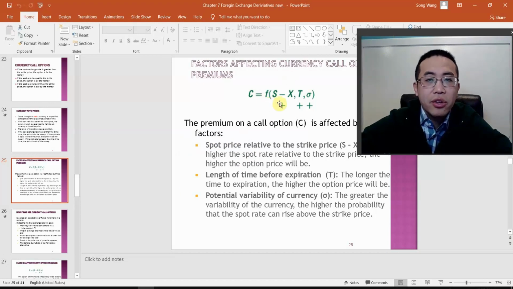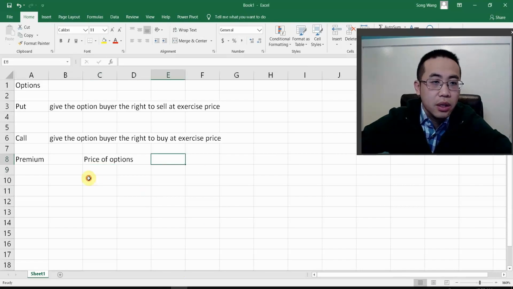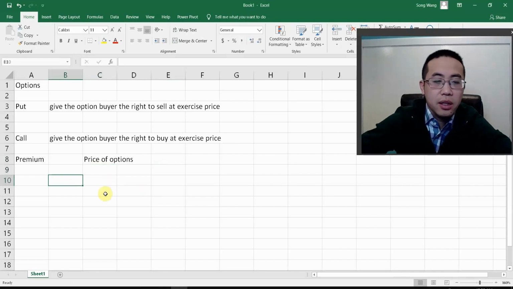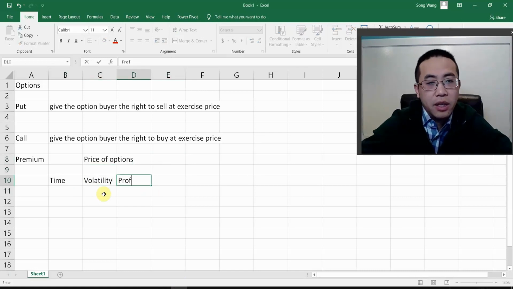So you have three factors. One is S minus X. S basically is the spot rate. X is the exercise exchange rate. And you have a T, which is the time to maturity, how long until the option expires. And then you have a sigma, which is the volatility of the exchange rate. So basically, there are three factors that determine the premium. Going from the easiest, one is time, another is volatility, and then profitability.